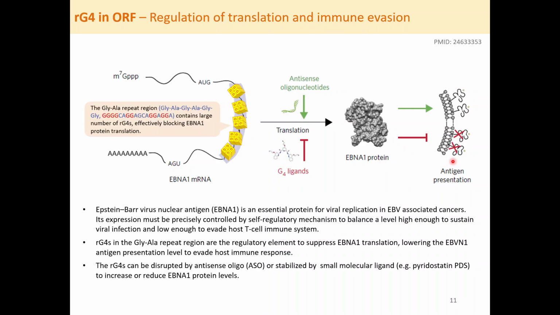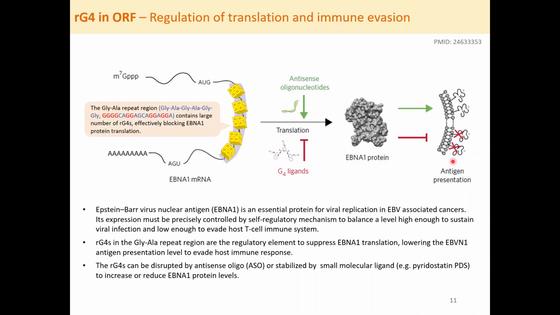The rG4 in the ORF of EBNA1 mRNA acts to suppress the translation of the EBNA1 protein. This autoregulatory mechanism allows the virus to self-limit the expression of EBNA1 protein, preventing overproduction of the antigen, thereby reducing the likelihood of host immune response.